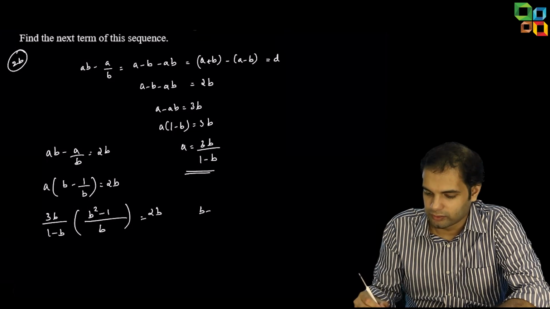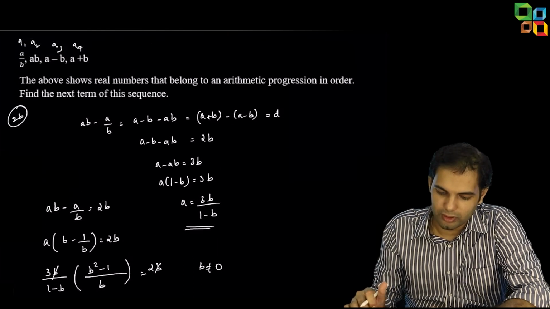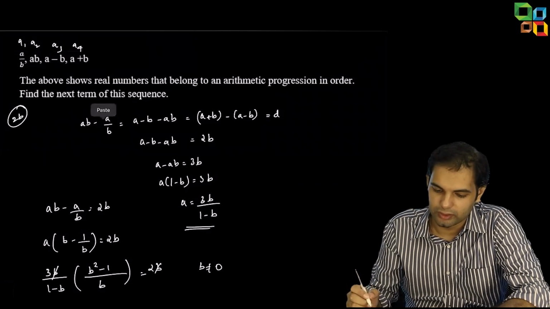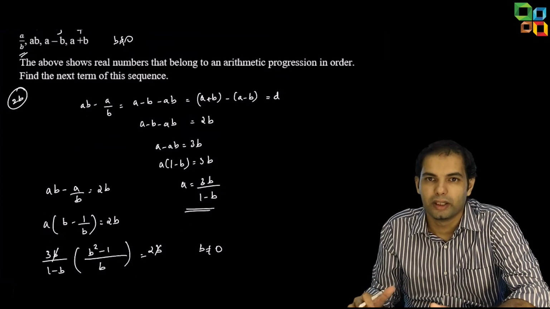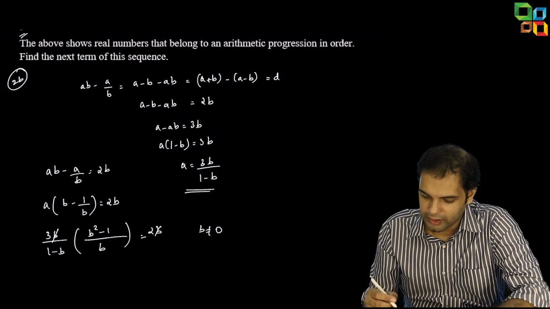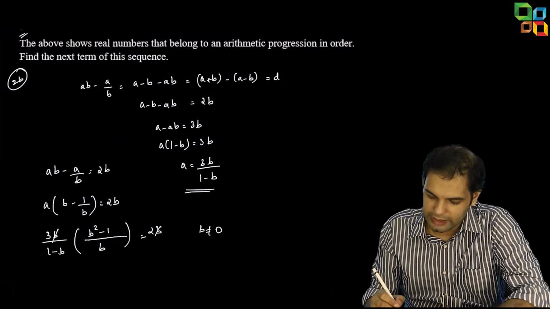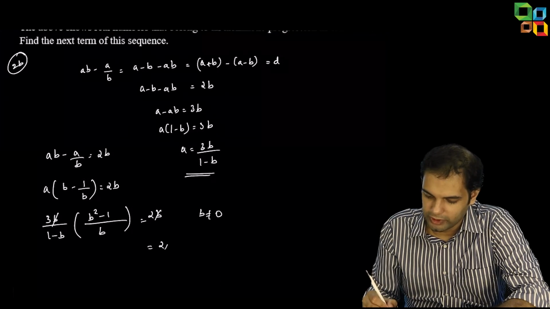Assuming B is not equal to 0. Because if B is 0, most of the terms are not defined at all. So B certainly can't be equal to 0 for the first term. You can see that. And it's an AP. You can't get infinity in an AP. Anyways, so that gets cancelled here. I'll take this 3 to the other side. It will be 2 by 3 here.